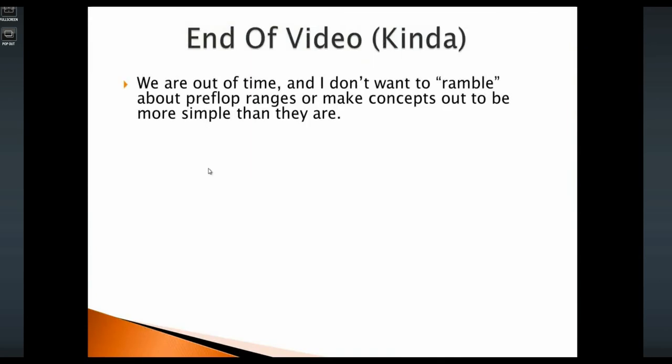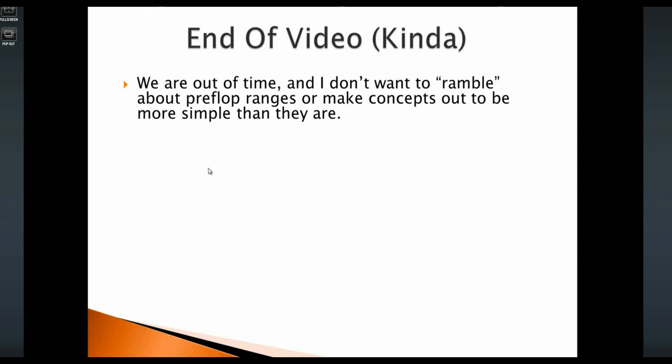We are out of time, and I don't want to ramble about preflop ranges or make concepts out to be more simple than they are. So there's both good things and bad things when I try to do stuff on the spot. On one hand, if I'm actually trying to make ranges and randomly generating flops, it gives you a much more realistic idea for how someone actually thinks and how they try to come up with and solve problems than if I just make all the slides ahead of time and read off a slide. So some people really like that. Some people probably don't like it as much. It's hard to tell when I'm rambling about something or when I'm actually giving a bunch of really good information, and it probably changes from person to person.